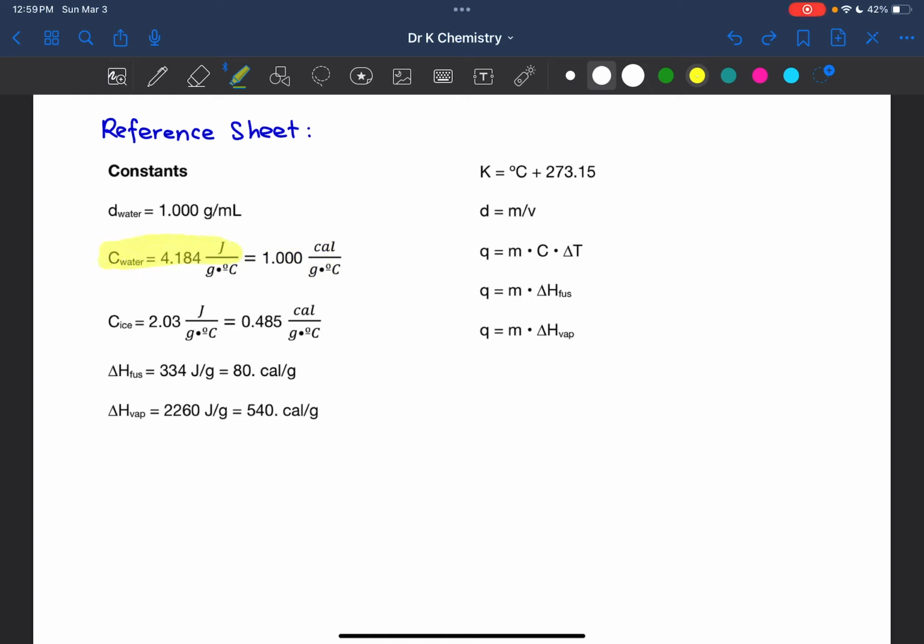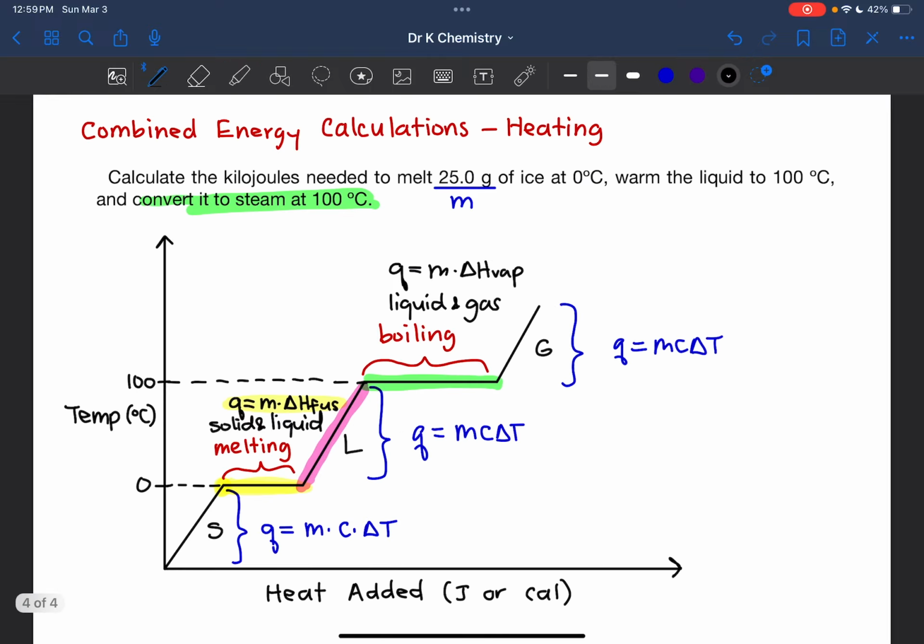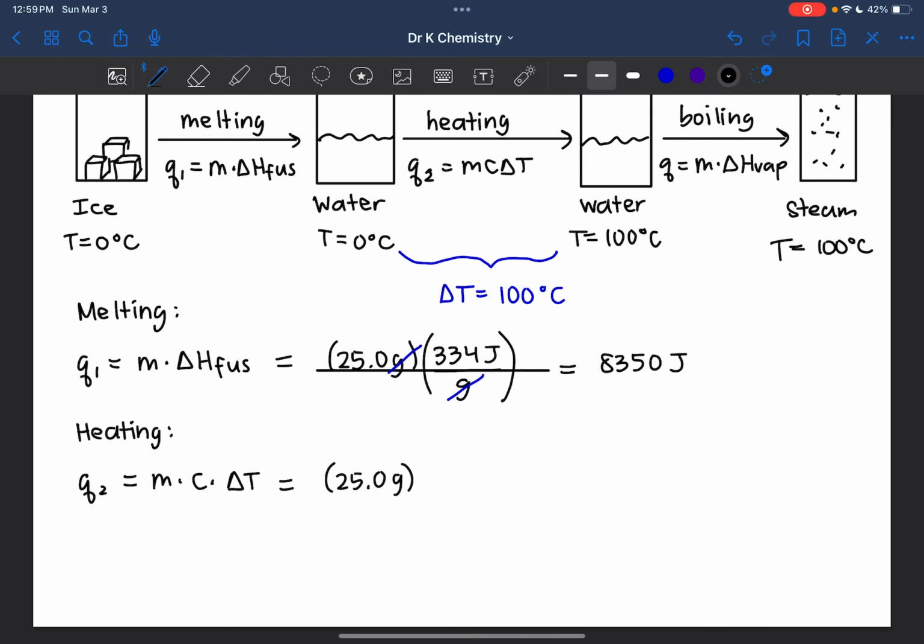And because it's asking for kilojoules, I'm going to use the value that is expressed in joules. So that was 4.184 joules per gram per degree Celsius. And you want to include that entire unit. And I recommend doing it in this format where you have a horizontal line clearly separating them so you can see which unit is in the numerator and which one is in the denominator.